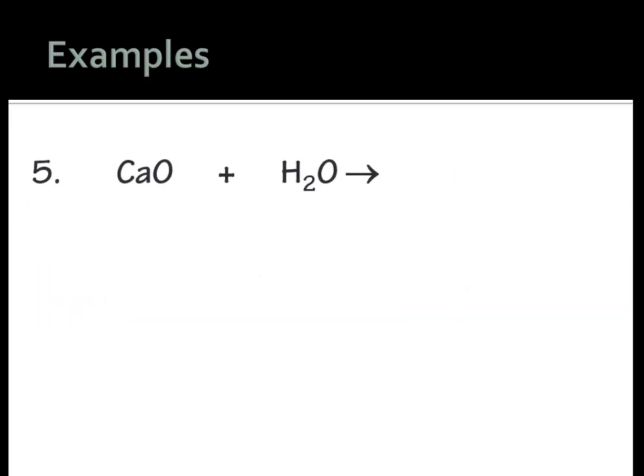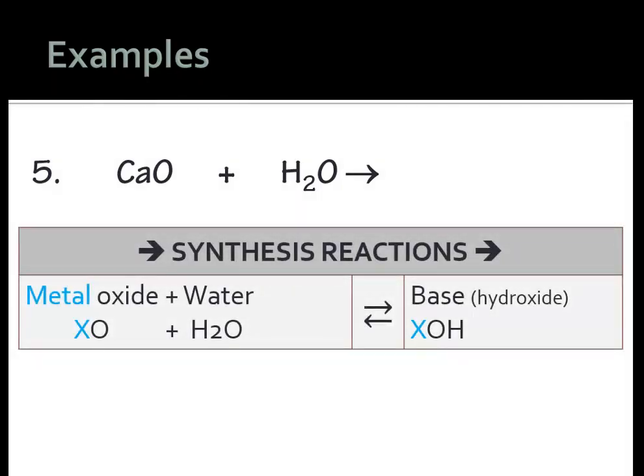This is number 5, calcium oxide plus water. All right, calcium oxide plus water. Hopefully you look at this and recognize we're talking about a metal oxide reacting with water. This was the third row of the table that I went through with you earlier. So we have a metal oxide.